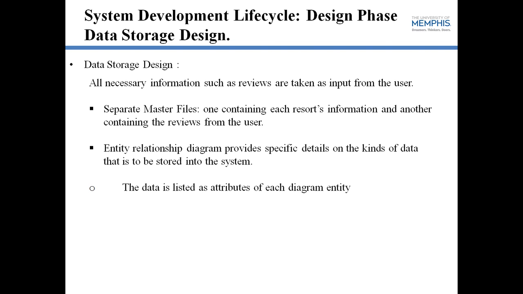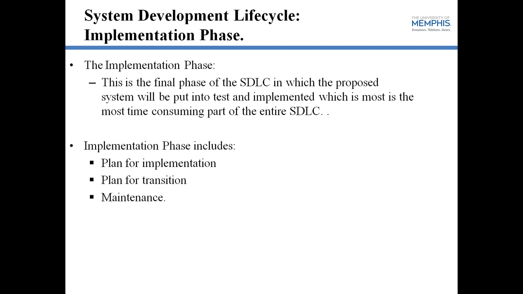Then comes the data storage design. This is also under the design phase, in which we have a separate master file for the admin and the entity relationship, which provides specific details for all data that is stored in the system. So this talks about the data storage design, wherein we have all the masters concentrated in one particular file for the resort information, and then we have all the entity relationships that talk with each other and communicate to make sure that every destination has particular resorts, and every location has only the resorts that are in that particular location. Then we have the implementation phase.